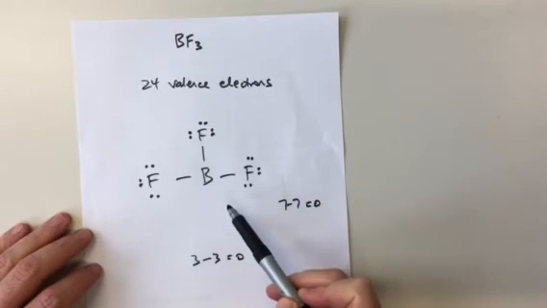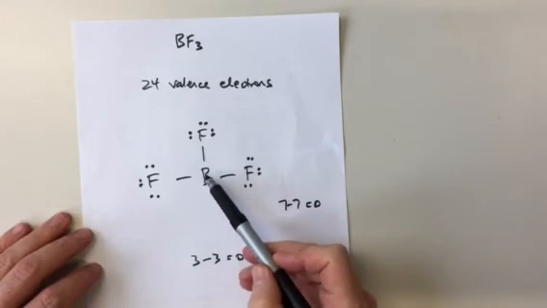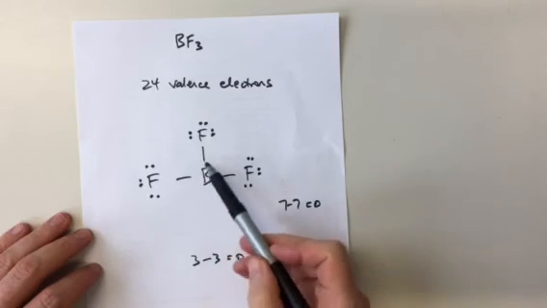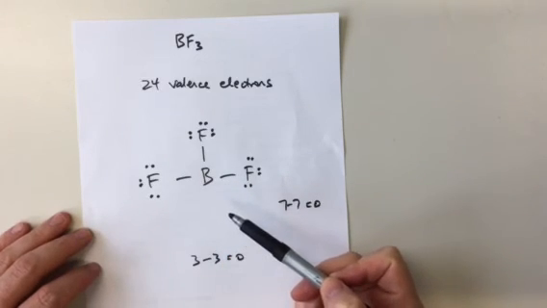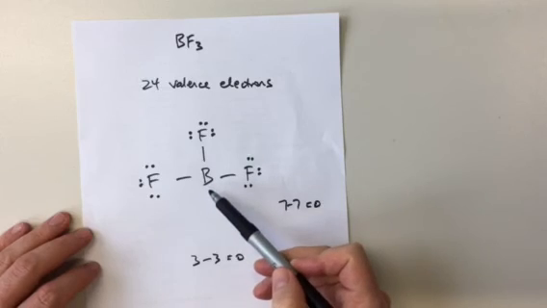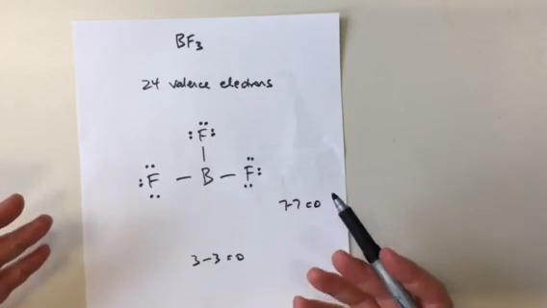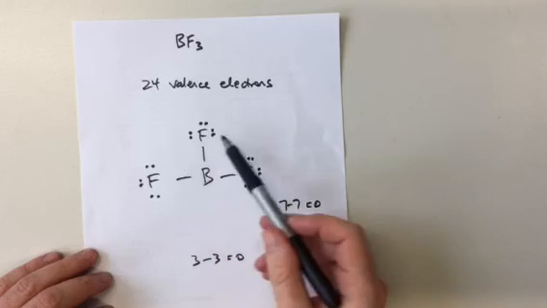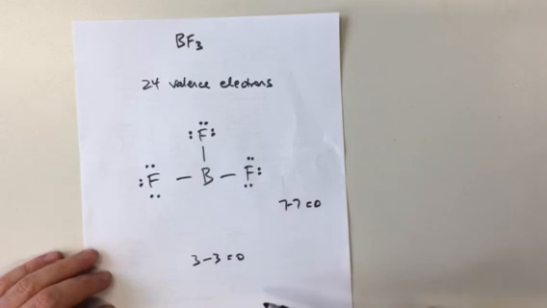You'll notice that this structure does not satisfy the octet rule because the boron only has 2, 4, 6 electrons in its valence shell, not an octet, only 6. So the boron is electron deficient. But because we're using this formal charges method, this is the accurate final structure of BF3.